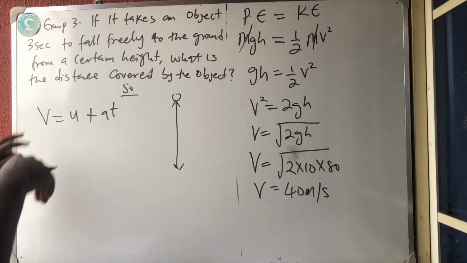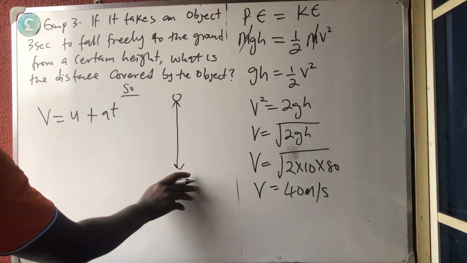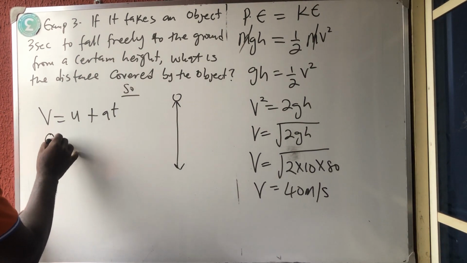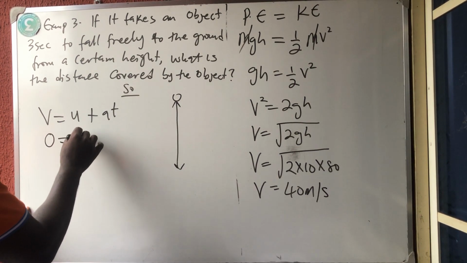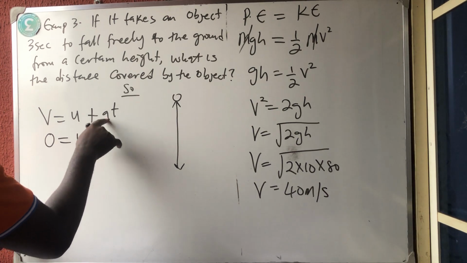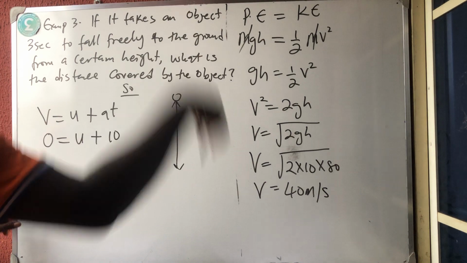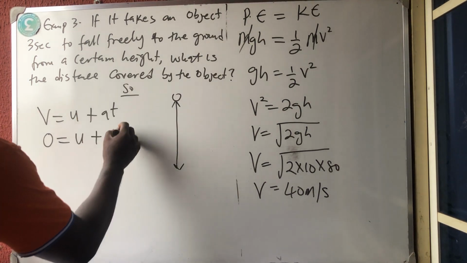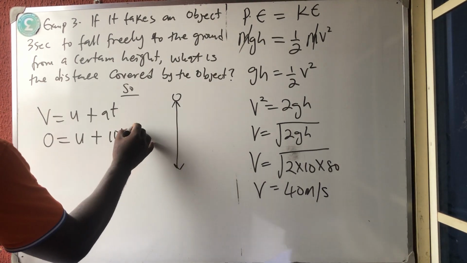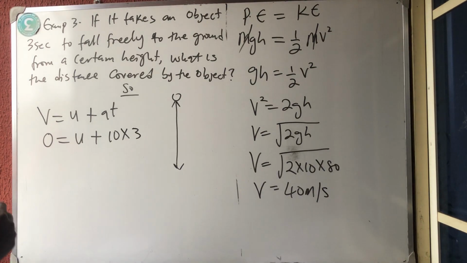Is being drawn. Yes, the final velocity is 0 because the thing will hit the ground and stop. The final velocity 0 is equal to, we don't know the initial velocity, plus the gravity is 10. It will not be minus 10 because it is falling with what? With gravity. So it is 10 times the time, which is 3 seconds.